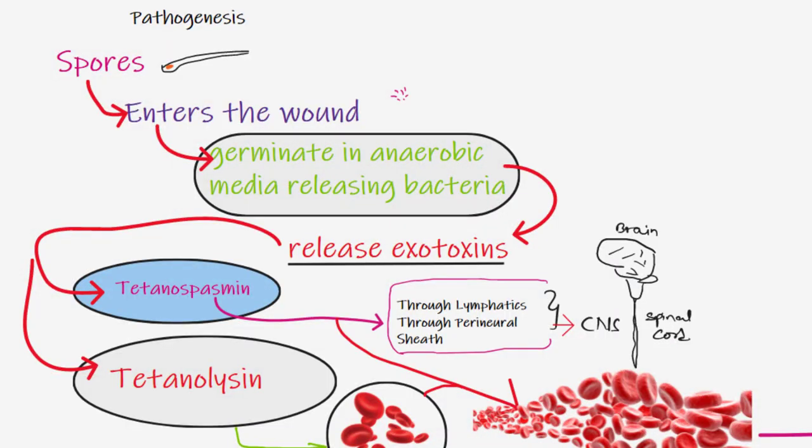So how does tetanus actually develop as a disease? Now we have already known that it's the spore of the Clostridium tetani that is actually infective. And the first episode that occurs in the development of a disease is the entry of the spore into the wound, and ultimately the wound contamination. The spore, whenever it finds the anaerobic condition in the wound, it starts to germinate. After the spore germination, a huge amount of bacteria are released, which keep on multiplying and release exotoxins.